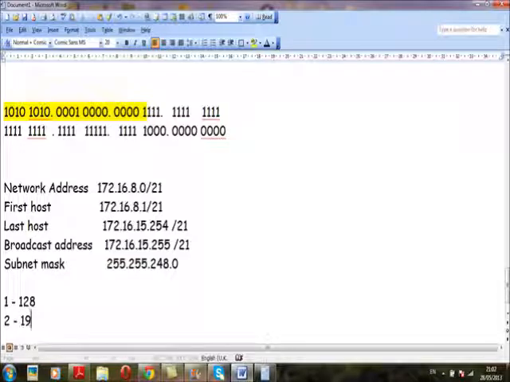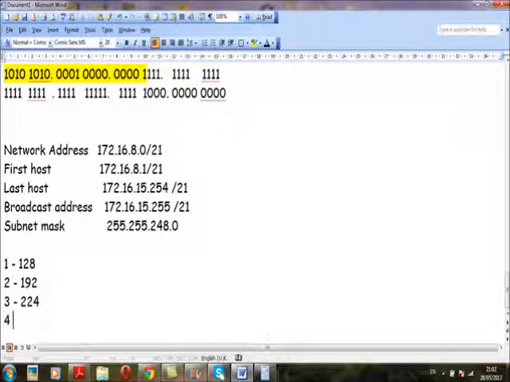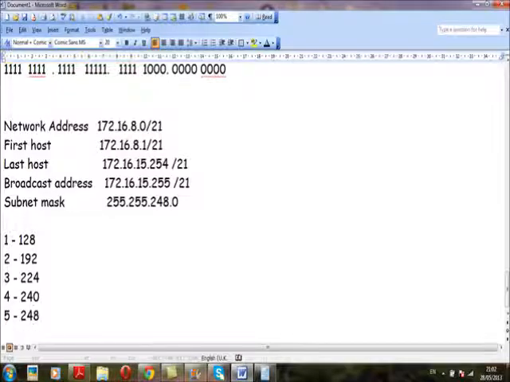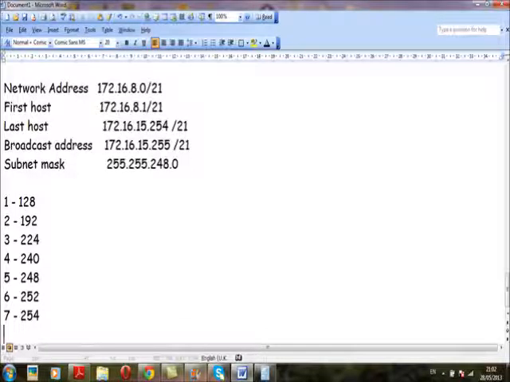192, yeah? This is right, yeah. You borrow 3 bits, 224. 4 bits, 240. 5 bits, which we've just had here, so it's 248. 6 bits, 252. 7 bits, 254, and you can also borrow 8 bits, yeah?